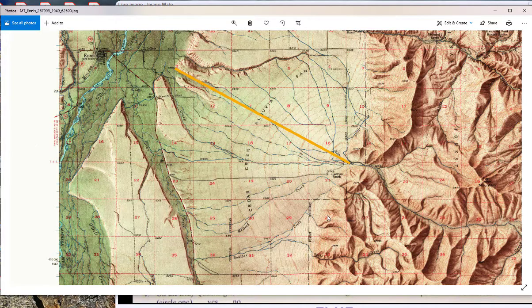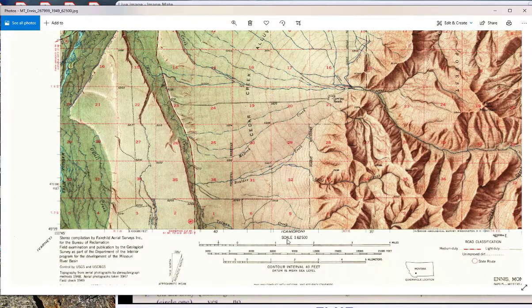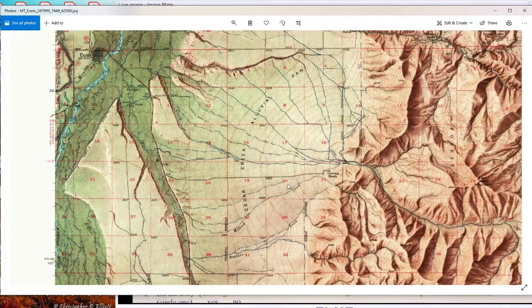Another way we can do it is we can look at the distance here. You can see that's about 4 miles. You can see it covers about that much, maybe a little bit more. So let's call it 4.5 miles, right?